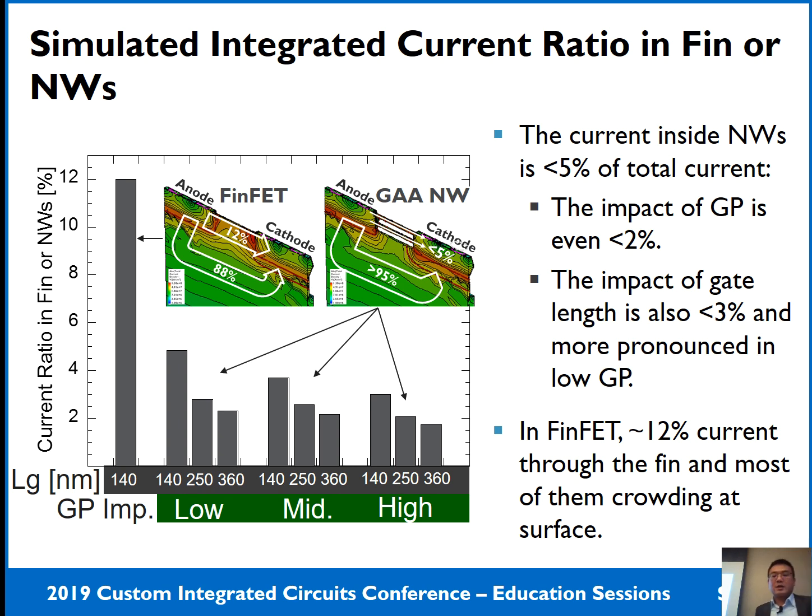Then for the ground plane implant, with the same gate length, the ground plane implant impact will be less than 2%. Then with the same ground plane implant, the gate length impact will also be around 3% only. But on the other hand, in the FinFET gated diode, more than 12% of the ESD current will discharge to this tiny fin structure, and most of it will be crowding at the surface. So this is the reason why the IT2 is lowered in the FinFET gated diode.